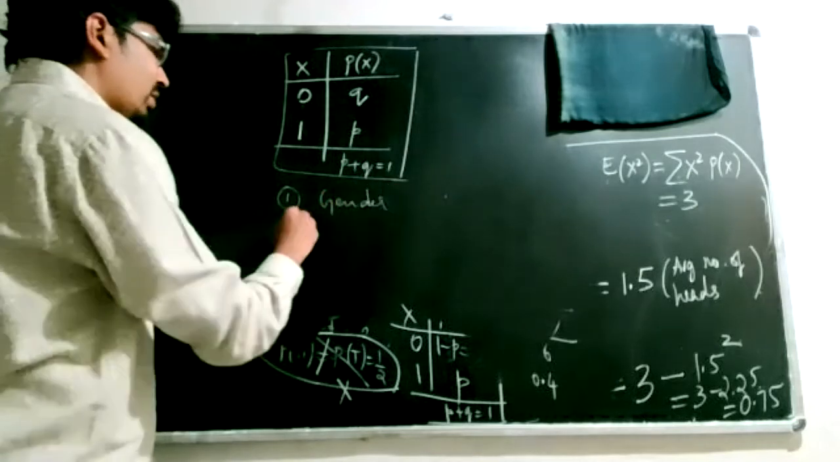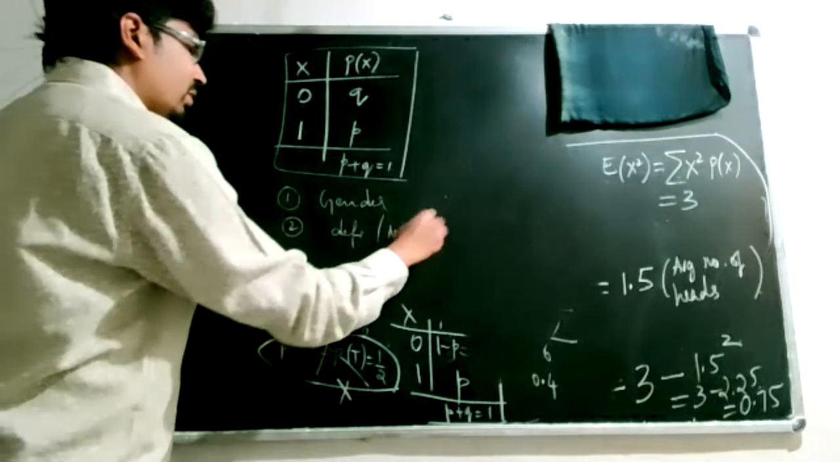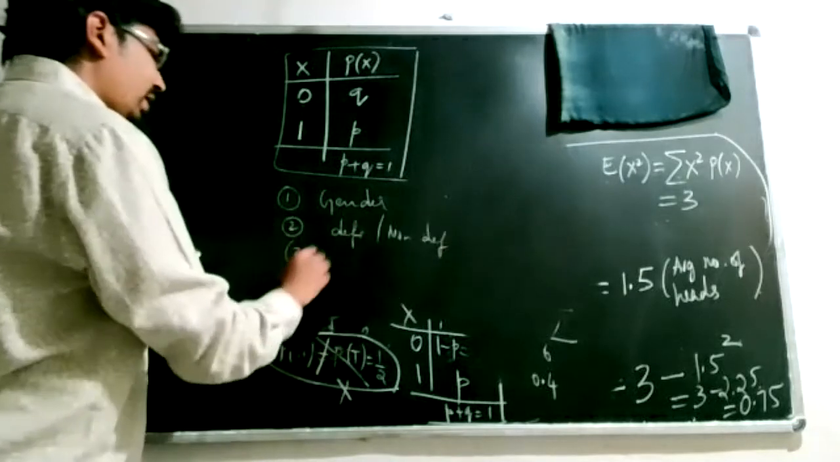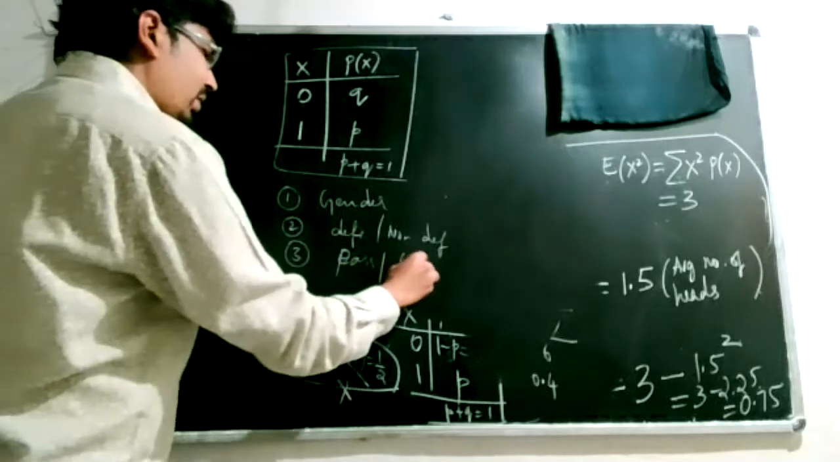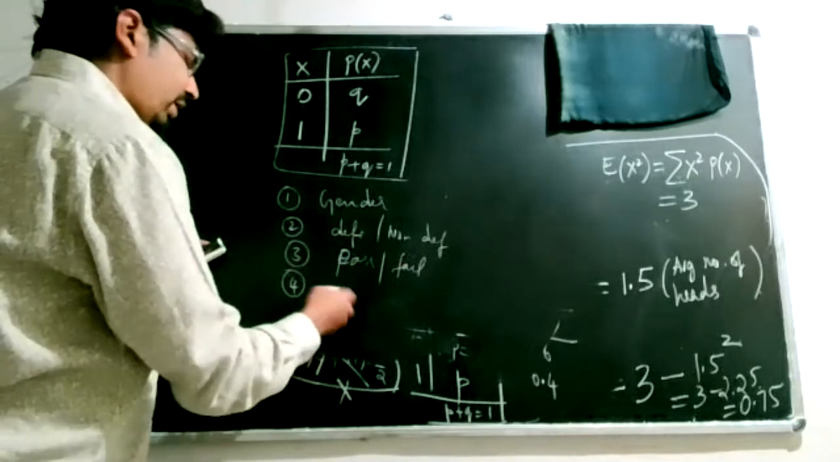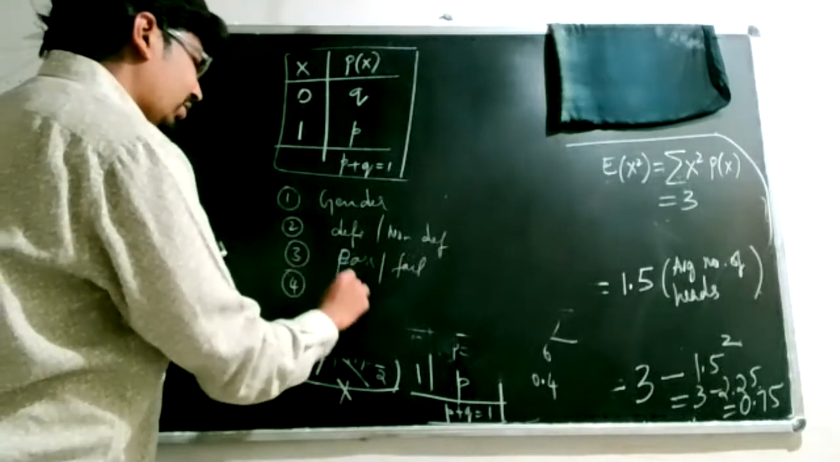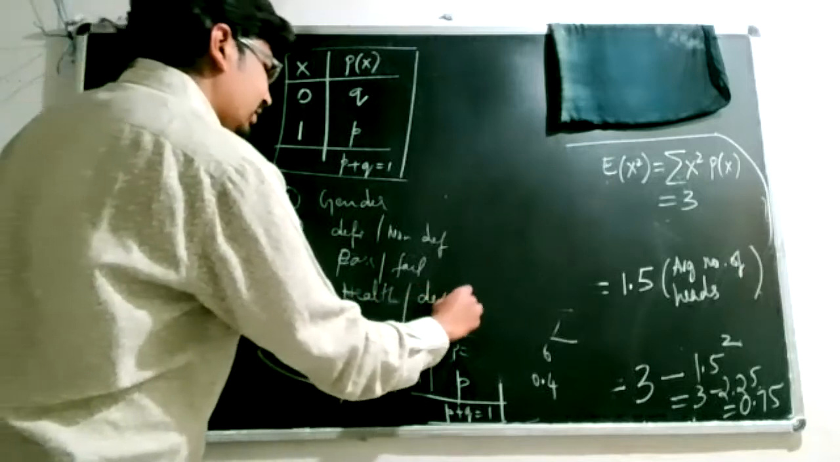Now, what are such experiments which you can model under this case? We are talking about gender, we are talking about defective and non-defective, we are talking about examination result, say pass and fail. We are talking about a particular tooth to be considered as a normal or healthy tooth, and a decayed tooth.